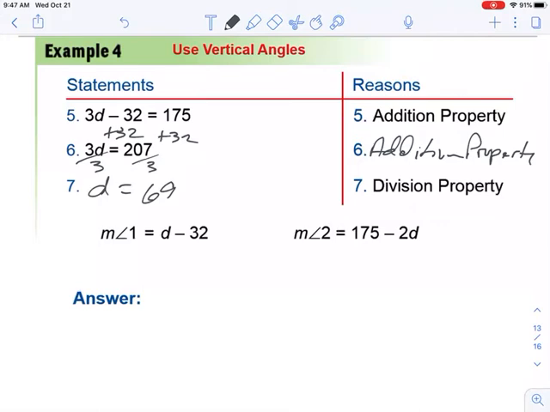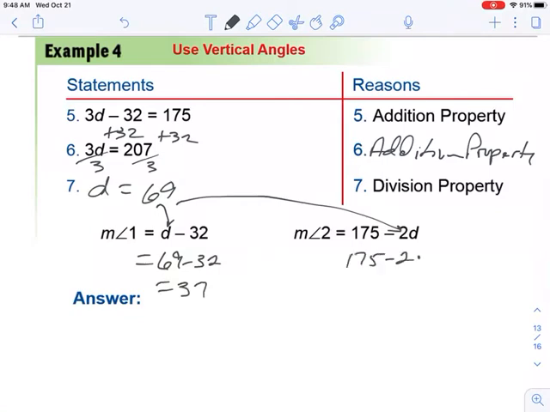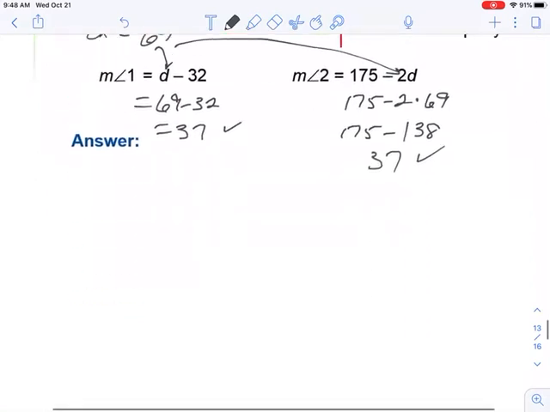D equals, not angle D. So then we're going to substitute in here. 69 minus 32 is 37. 175 minus 2 times 69. 175 minus 138. Not an equal, it's a minus. Boy, we put so many equal signs in math. Just get a habit. 175 minus 138 is 37. There we go. We did it. We proved it. Equals 37.